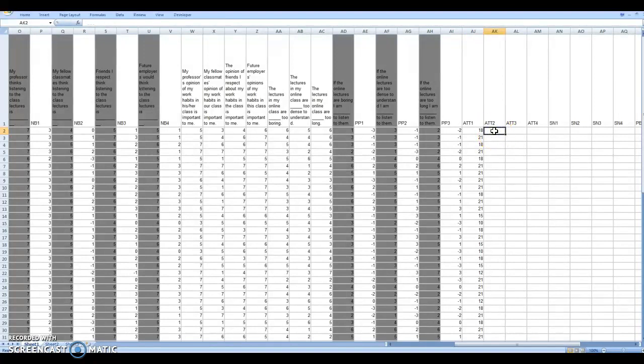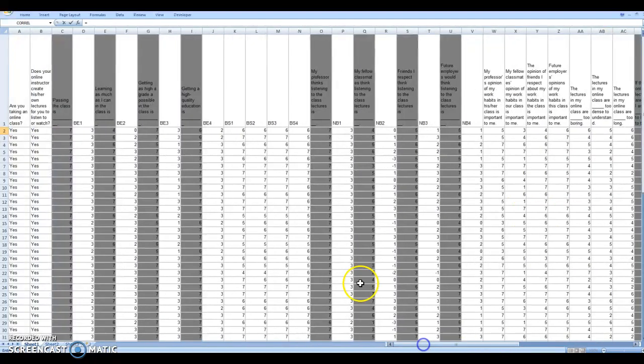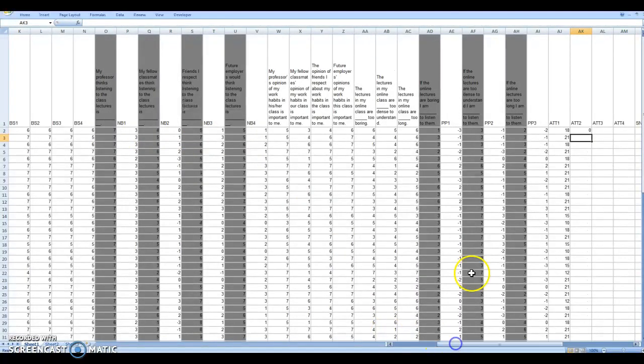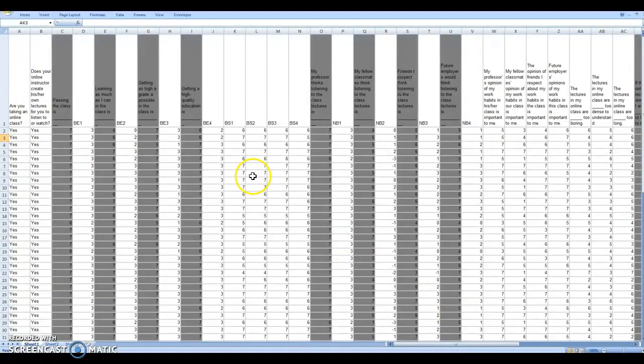So attitude 2, equal sign. I have to go over to BE2. So I clicked on it. Then I'm going to put an asterisk. You can see right there, there's the asterisk. BE2, here's BS2, enter, and over there, for attitude 2, it came out as a 0. Should it have come out as a 0? Let's double check it. Yeah, 0 times 6 is always going to be a 0.